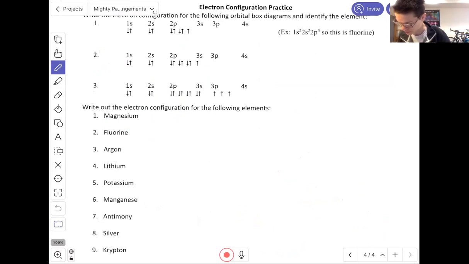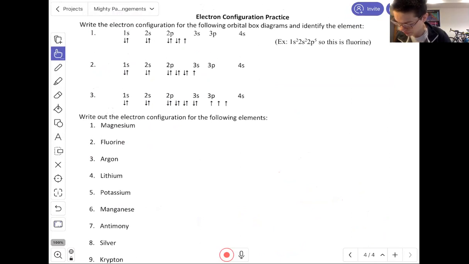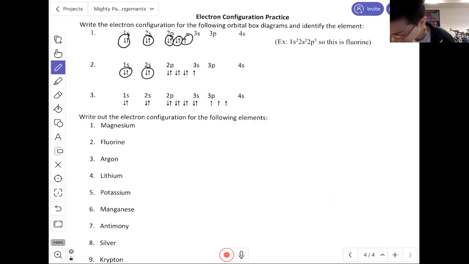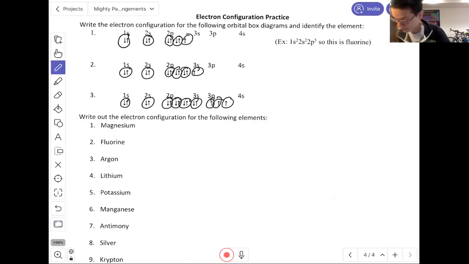So let me switch over to the next one, and we can do some of these together. It says, write the electron configuration for the diagrams that already exist. Orbital box diagrams are annoying to do in a Word document, which is why it looks like this. So you can imagine that that's a circle, circle, circle, circle, circle, circle, circle. Those 3 are together, and then that's the 3s. So it's not that hard to look at.